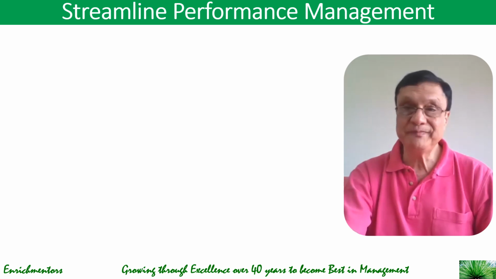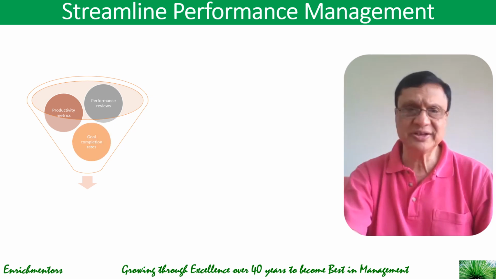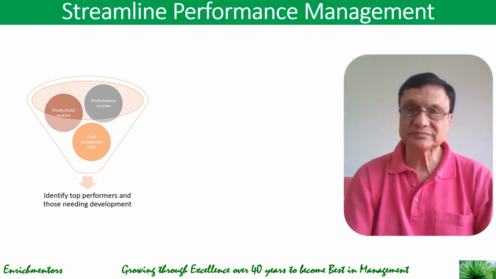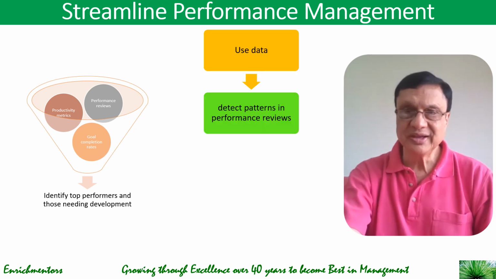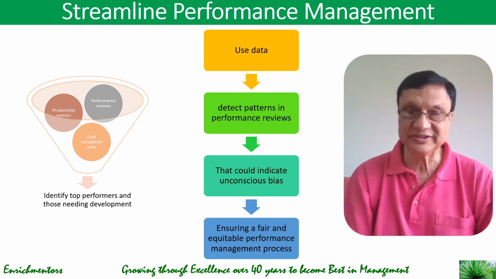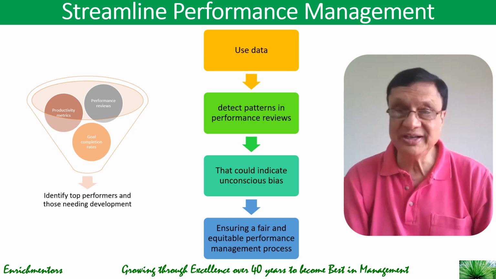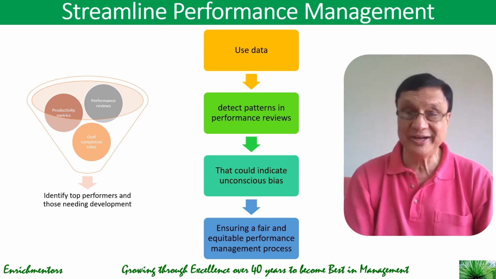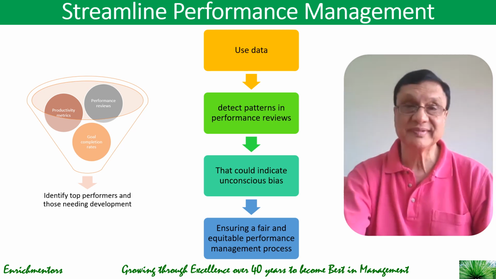Streamline performance management. Analyze performance reviews, productivity metrics, and goal completion rates to identify top performers and those needing development. Use data to detect patterns in performance reviews that could indicate unconscious bias, and then you can ensure a fair and equitable performance management process. Say, to give you an example again, if the women in a certain department consistently receive lower performance scores than men, it might highlight a need for bias training or process changes.